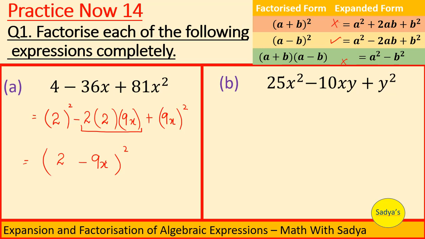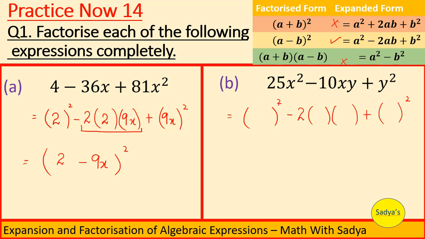Let's solve b part now. Again we have three terms and there is a negative sign. So it means we are going to use the second identity. Let's write down the structure first: a squared minus 2ab plus b squared. Now fill in the blanks.